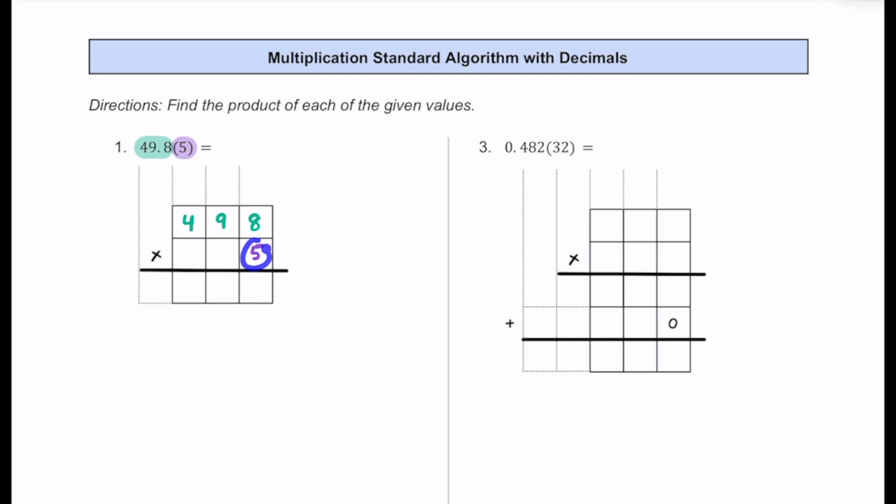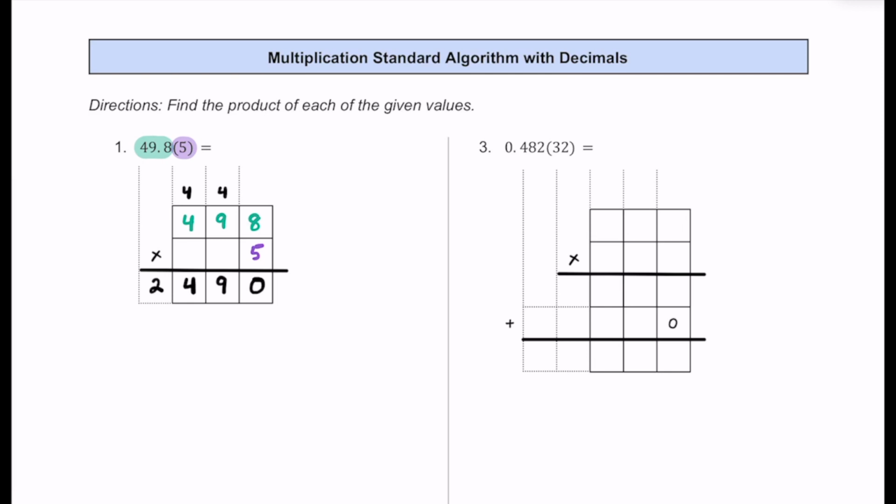So first off, 5 times 8, that's going to be 40. Let's go ahead and put the 0 down here, carry the 4 into the tens place. Then we have this 5 multiplied by 9. It's going to be 45. 45 plus this 4 is going to be 49. Go ahead and put that 9 in the tens place and then carry the 4 into the hundreds place. And then finally, 5 times this 4 is going to be 20, plus this 4 is going to be 24. We'll put the 4 in the hundreds place and then the 2 in the thousands place.